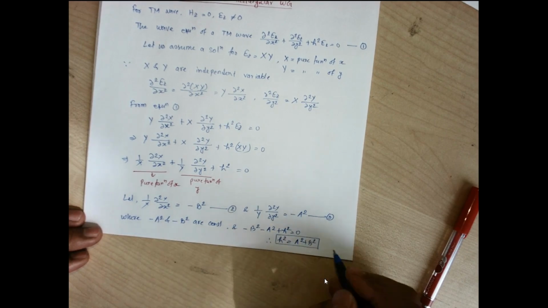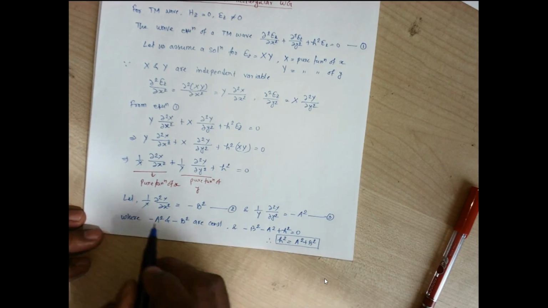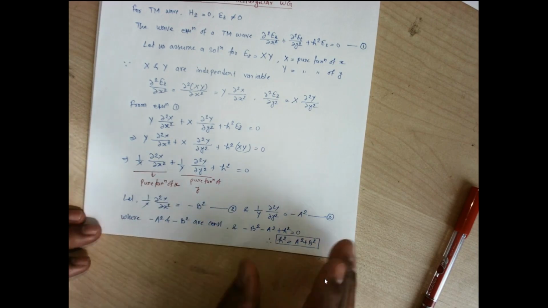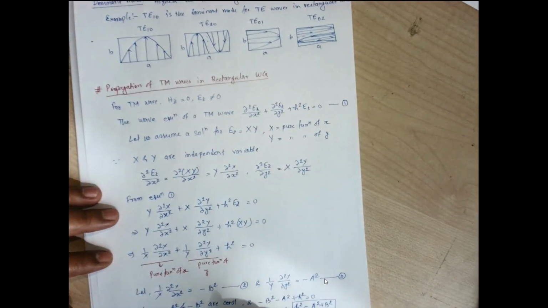Now if we are able to solve equations 2 and 3, we can also find out the values of X and Y, which we can put in this equation. So equations 2 and 3 are ordinary second order differential equations.